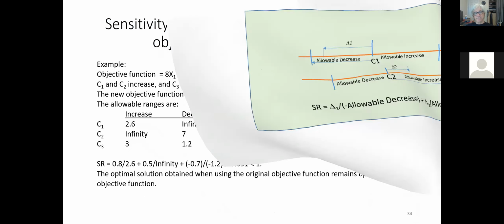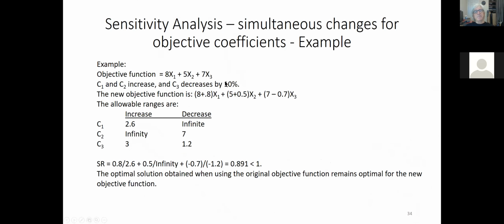Here's an example. We have an objective function with 3 variables. So we have 3 coefficients. All the 3 are changing. The first 2 are increasing by 10%, and this one is decreasing by 10%. So you have a new objective, 8 plus 0.8, 5 plus 0.5, 7 minus 0.7. It's a new objective function. The question is, is the new objective function optimized exactly at the same location where the old objective function was optimized?